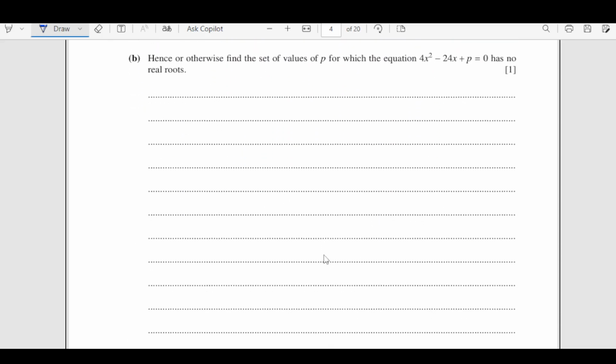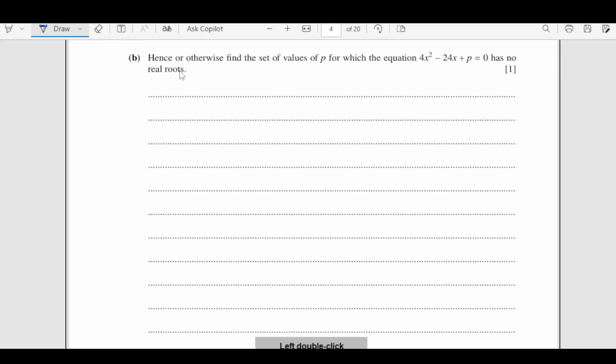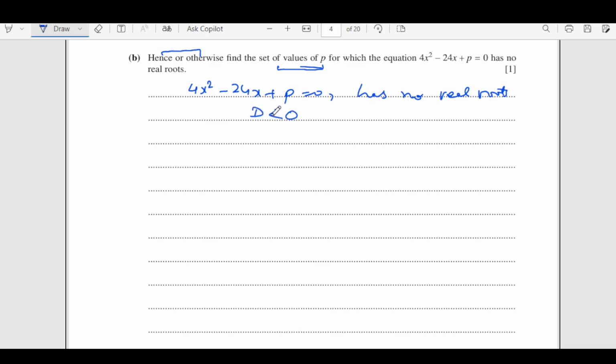Now part B, hence or otherwise. Hence or otherwise meaning you can use the result from the previous question, or you can do it another way. Find the set of values of p for which the equation 4x squared minus 24x plus p equals 0 has no real roots. So no real roots means that the discriminant should be less than 0.